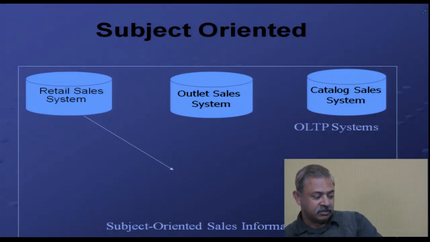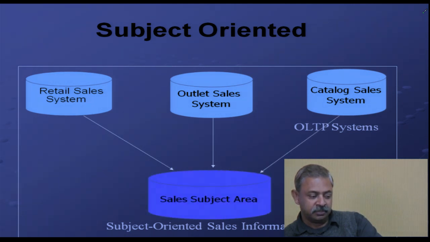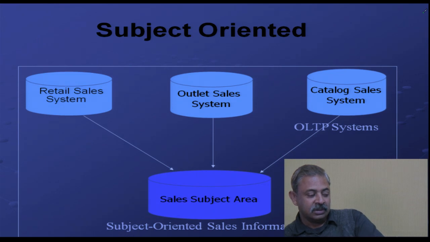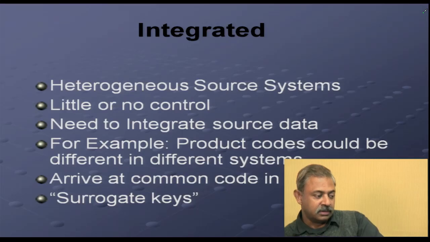But in a data warehouse, you will bring data from all these systems and put them in a database, or I would not call it a database, a repository. Repository is a better word as of now. So I'll bring all the sales data from any number of sales systems that I have, which are typically heterogeneous in nature, and put them together in a repository called a data warehouse. So this is how we look at sales: a sales subject area.